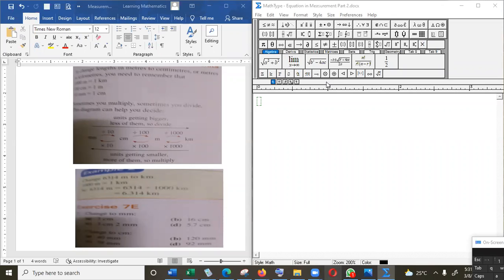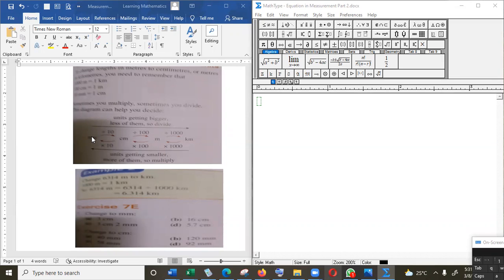Measurement. We are going to practice the conversion from one unit to the next. So remember that 1 kilometer is 1,000 meters. 1 meter is 100 centimeters. 1 centimeter is 10 millimeters.